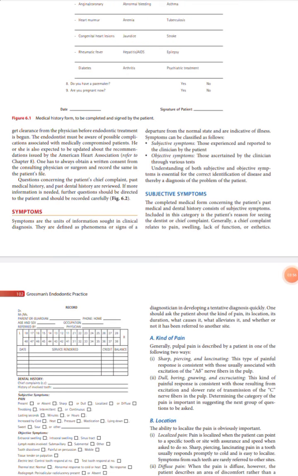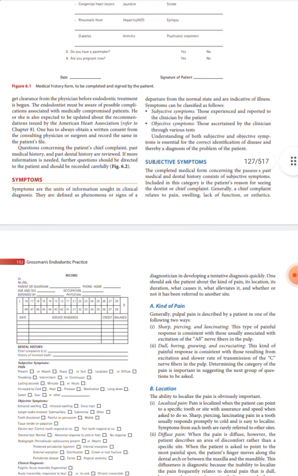Symptoms are the unit of information in clinical diagnosis. They are defined phenomena, signs of a departure from the normal state, and are indicative of illness. Symptoms can be classified as subjective symptoms, those experienced and reported to the clinician by the patient, and objective symptoms, those ascertained by the clinician through various tests.